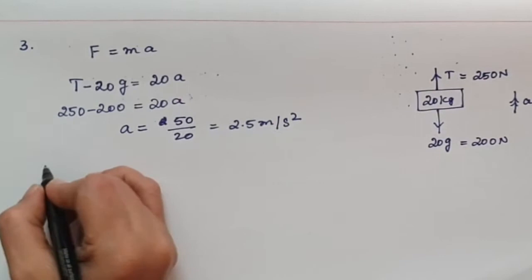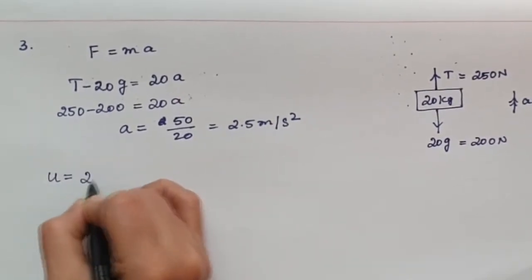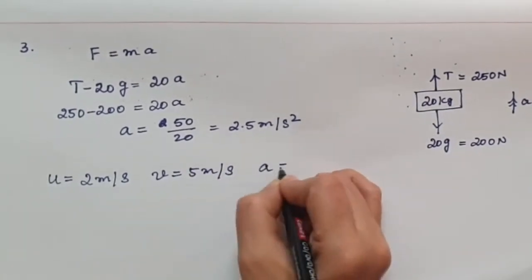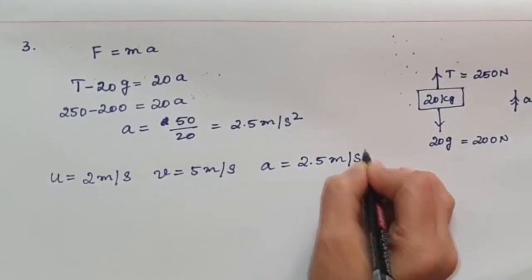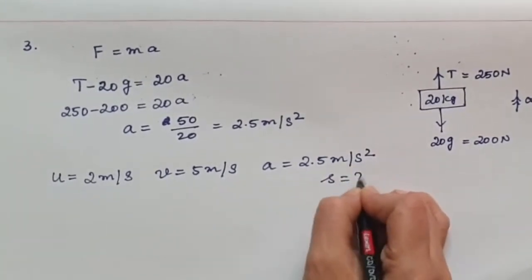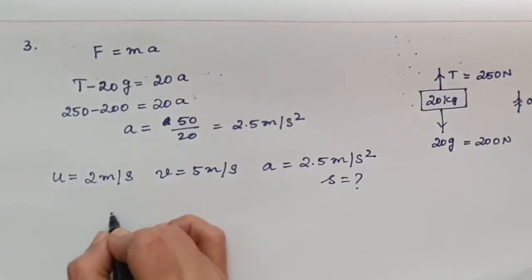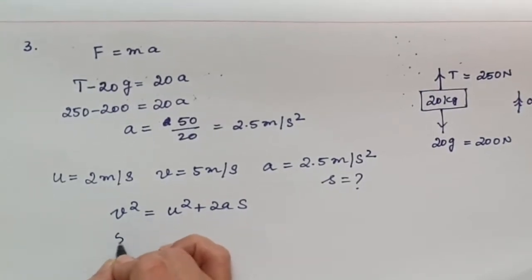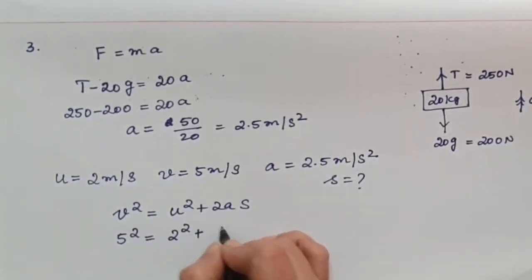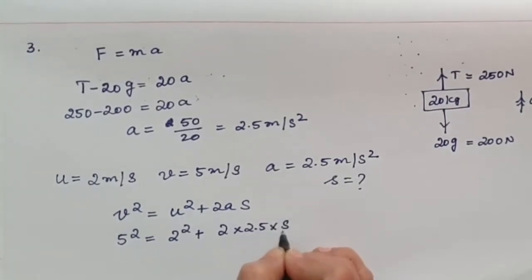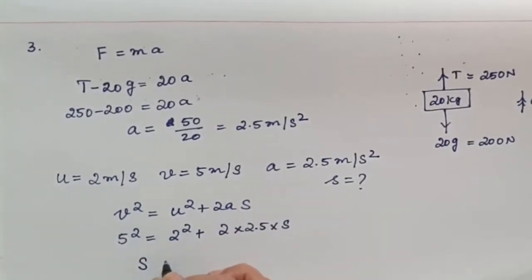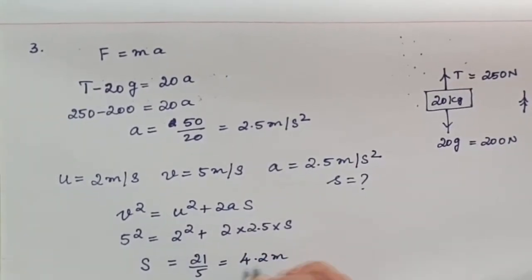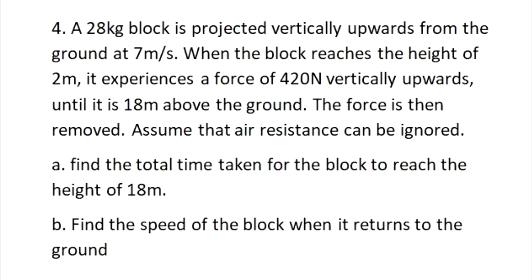Now the information which is given in the later stage. The initial velocity is 2 meter per second. The final velocity is 5 meter per second. And we have calculated our acceleration as 2.5 meter per second squared. We need to calculate the distance s. So we can use the formula v squared equal to u squared plus 2as. So 5 squared equal to 2 squared plus 2 into 2.5 into s. When you simplify it, we get s equal to 21 over 5, that will be equal to 4.2 meters. Now the last question.